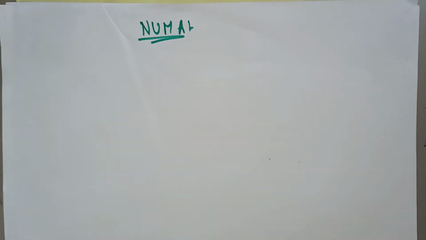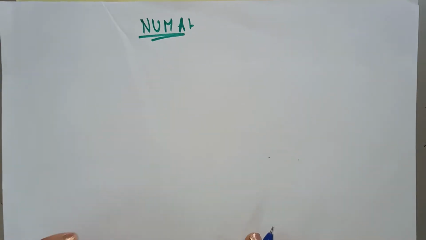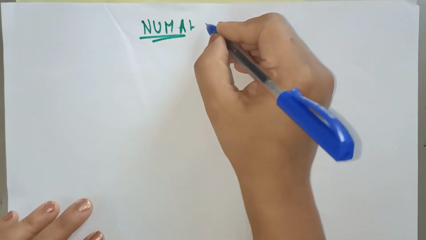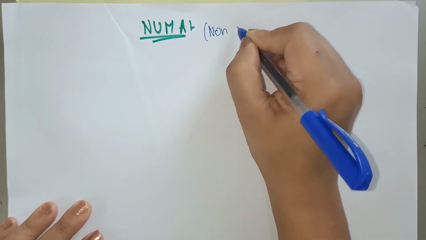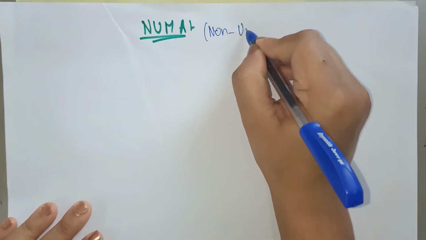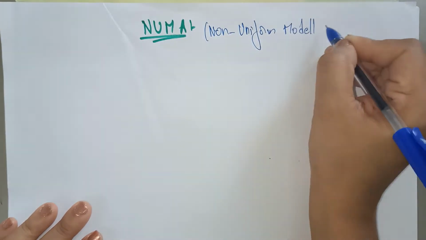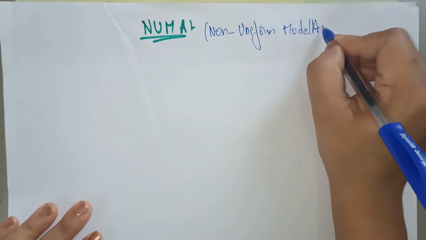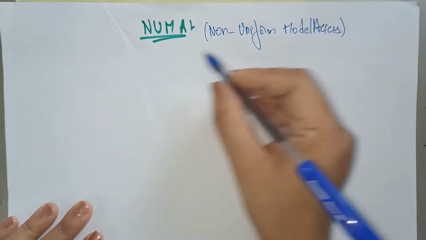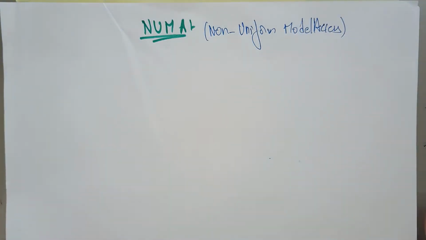Hi students, welcome back. Let's continue with our multiprocessor architecture models. In the previous video, I explained one of the models, that is the UMA model, Uniform Memory Access. Now coming to the next model, that is NUMA. N means non, U means uniform, memory access. I think by reading the name itself, some students get the idea what exactly the NUMA model is going to be.